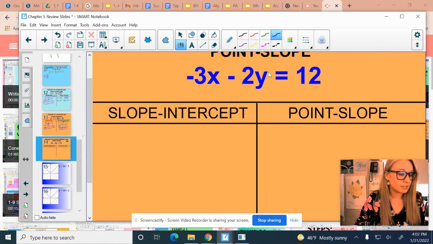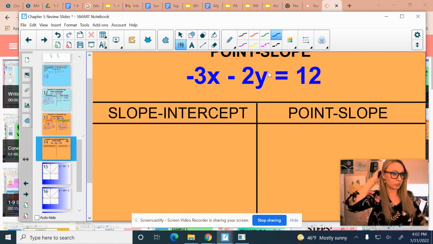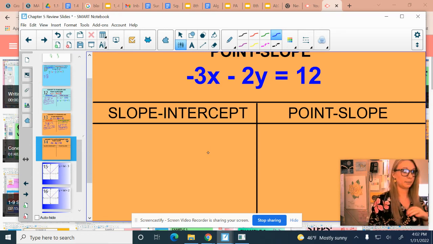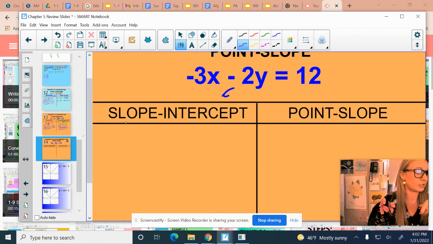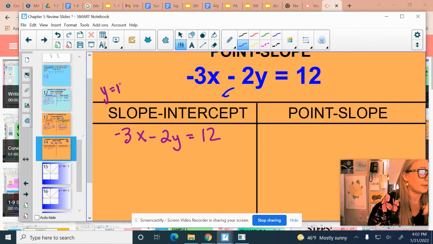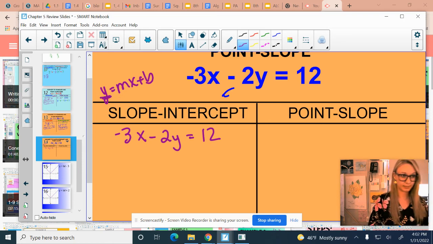Okay, last scenario. Now we're starting with standard, and we need to convert to slope-intercept and point-slope. Let's do slope-intercept first. All right, so I'm just rewriting it for us. Now with slope-intercept, remember, I need y alone on the left side, and it cannot have a coefficient except 1, obviously. So let's start. We will move our x term to the other side.